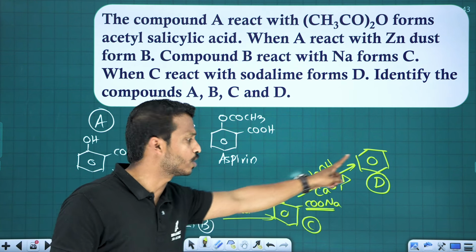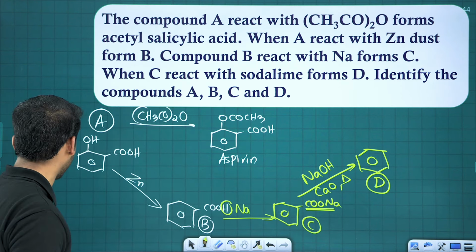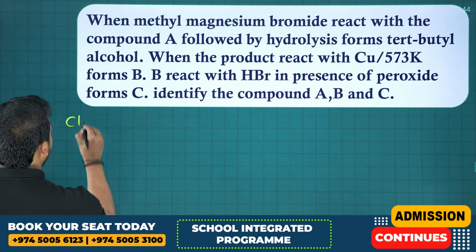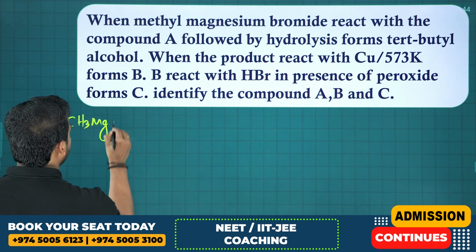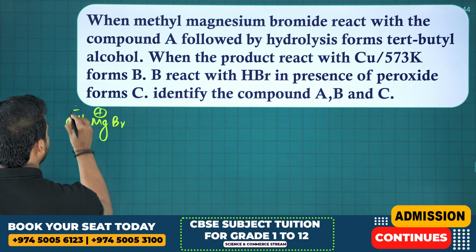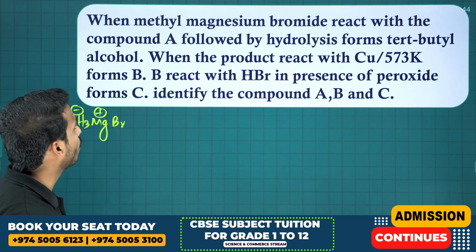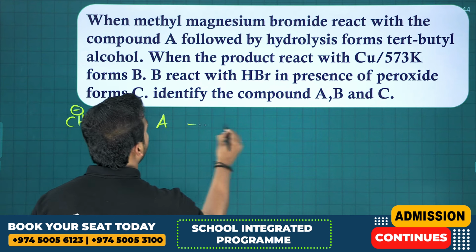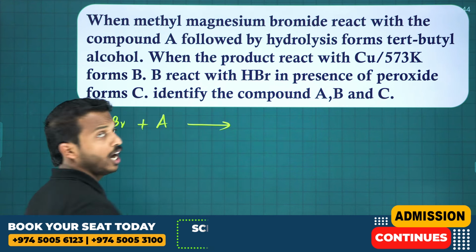Sodium salt of acid with the soda lime, we get the product with one carbon less. Okay, next question. Methyl magnesium bromide, with Mg plus and Br minus, reacts with the compound A, followed by acid hydrolysis, to form tertiary butyl alcohol.